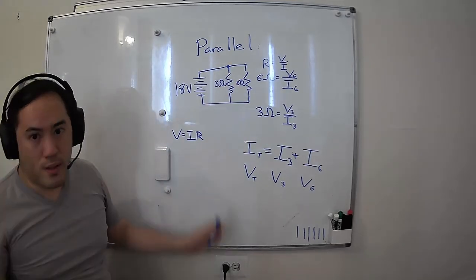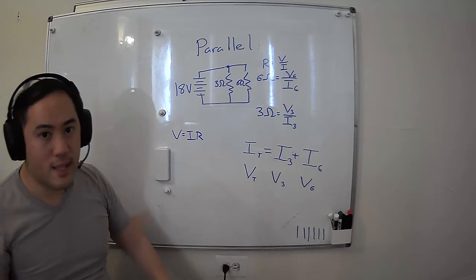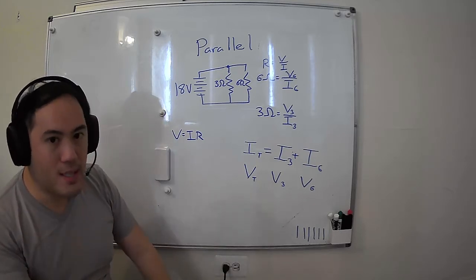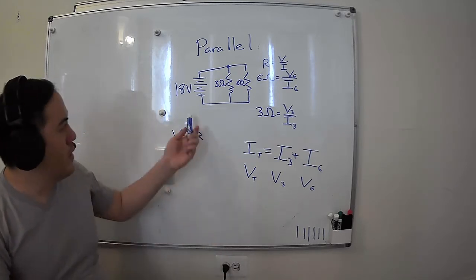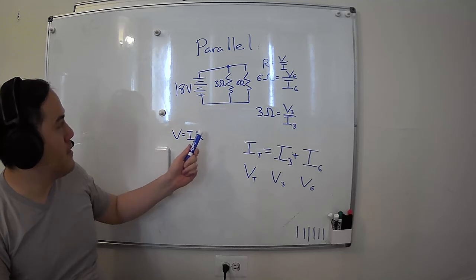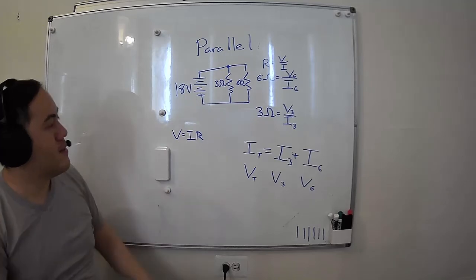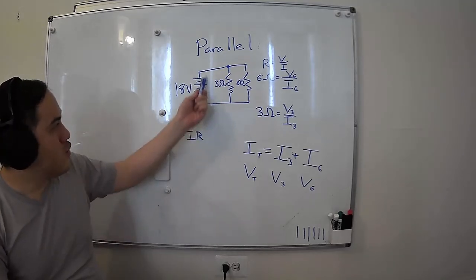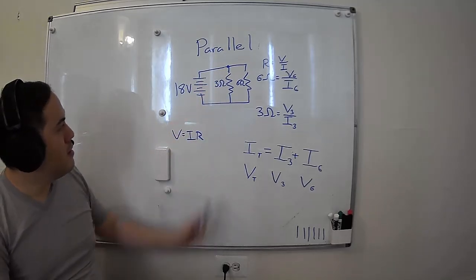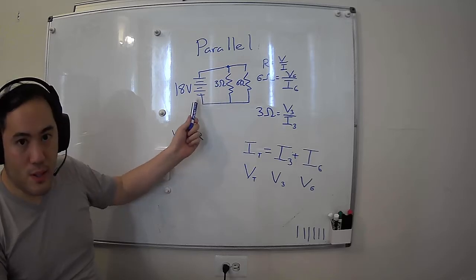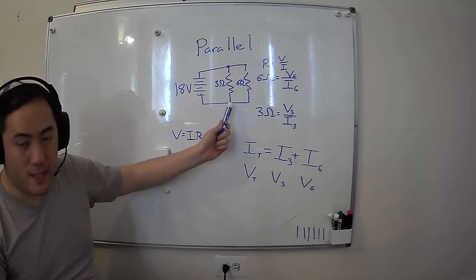Now we're using the loop rule to talk about VT, V3, and V6. But don't actually do it. Think conceptually. What loops are there? What must the voltage drop from here to here be compared to here to here, compared to here to here? Here's one loop. If the left side is one loop, the voltage gained equals the voltage lost.